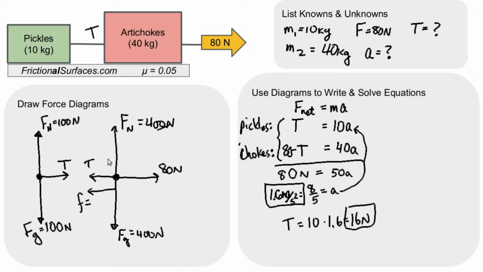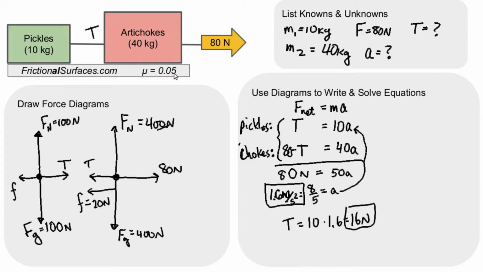Well, mu just tells me what to multiply by the normal force to get this frictional force. So my frictional force here will be 0.05 times 400. Now I know 0.05 is the same as a 20th, 20 nickels in a dollar. So a 20th of 400 is 20. So I have 20 newtons of friction acting on the red artichokes. And over here I have also a frictional force. This is a quarter as heavy, 100 newtons versus 400, so I'll have a quarter of the frictional force.